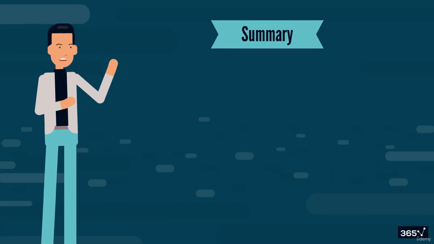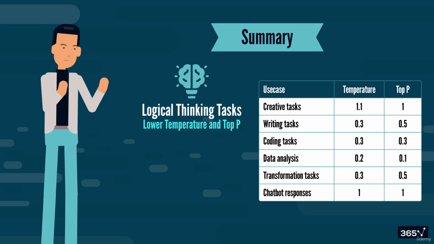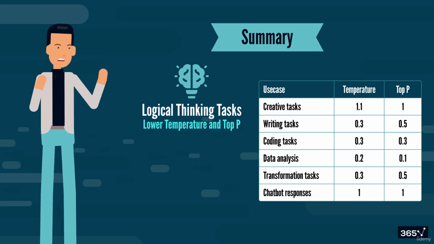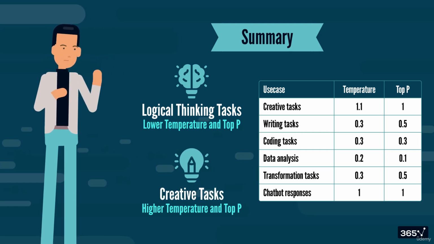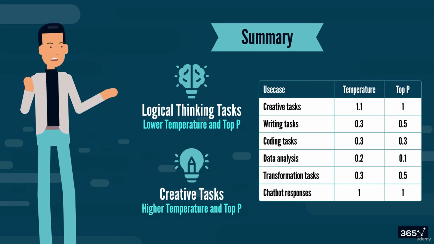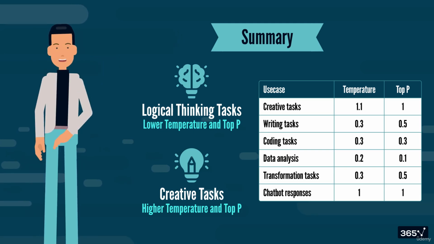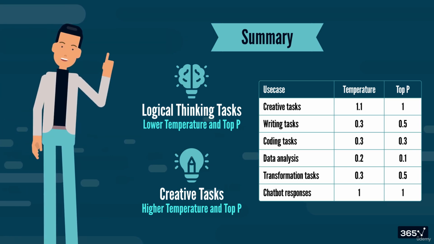To conclude, tasks that require logical thinking, such as coding, benefit from lower temperature and top P settings to ensure precision and consistency. Conversely, tasks that thrive on creativity should have higher temperatures and top P settings for greater experimentation and originality. Feel free to experiment with different settings to find what best suits your use case.